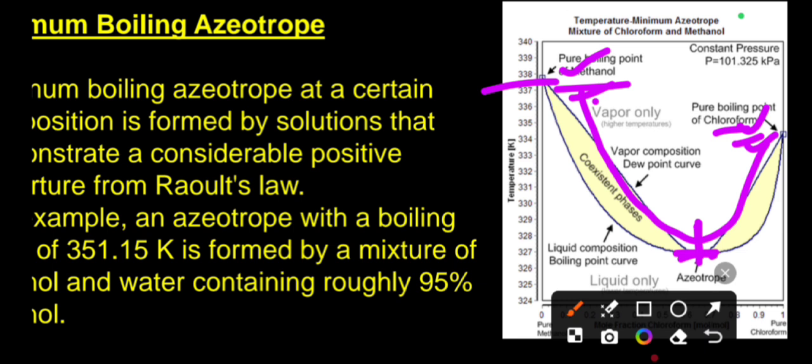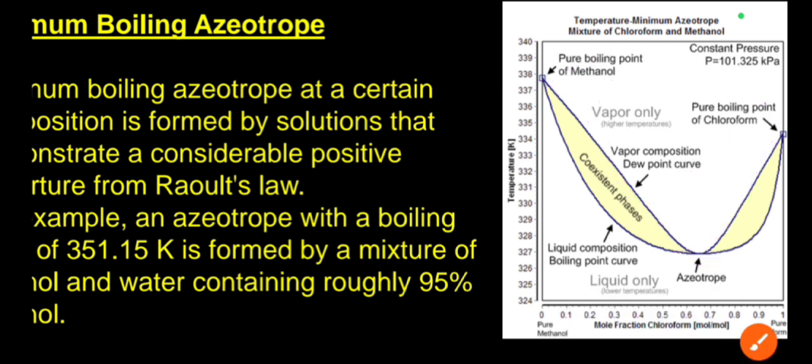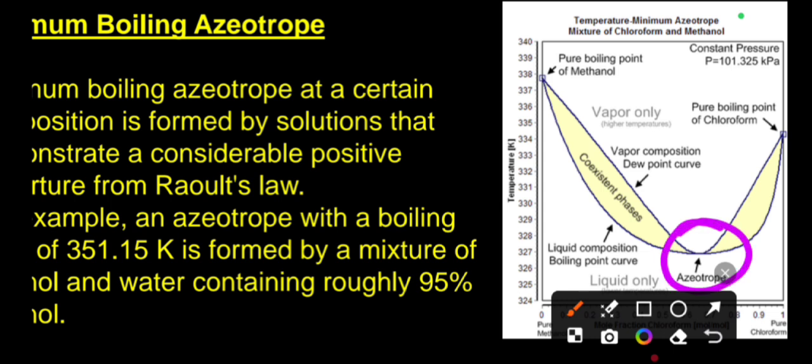Now liquid composition and vapor composition, at azeotrope they become equal to each other. So you can see here this is the azeotropic point.